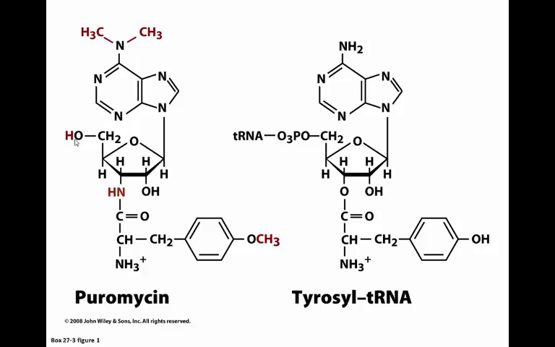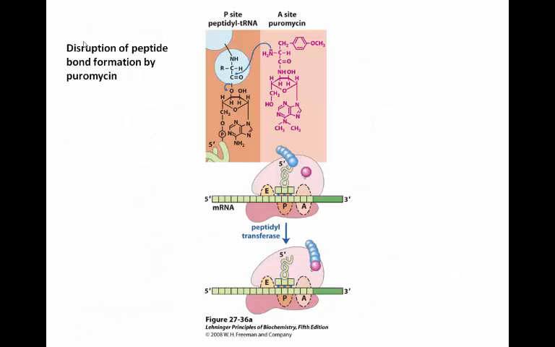And the OH part right here is not attached to a tRNA, so this looks like the very 3' end of a tRNA with the adenine and the amino acid attached, but it doesn't have the rest of the tRNA molecule. So how would this work? So, disruption of peptide bond formation by puromycin.